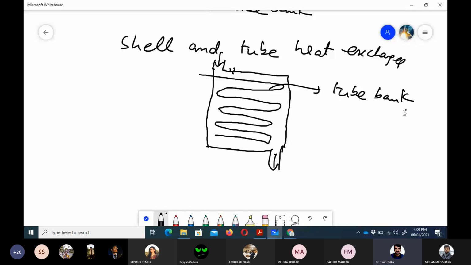And these tube banks you can also see at the back of your fridge. At the back of your fridge, we have got black tubes, right? So those are also a collection of tubes, so we call it tube bank. So what happens is that fluid comes here and then it passes through here.